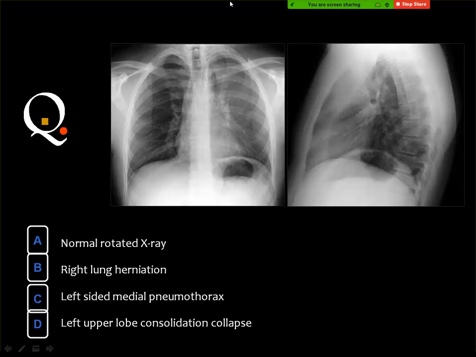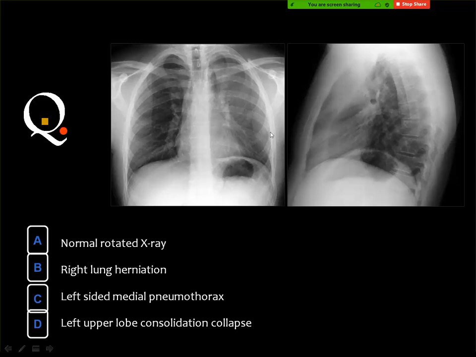Okay. Then this patient had an opacity on the left side. Do you think that this is a rotated X-ray, right lung herniation, left-sided medial pneumothorax, left upper lobe consolidation collapse, or elevation of the left hemidiaphragm? Okay. This is right, left upper lobe consolidation collapse because of many things.